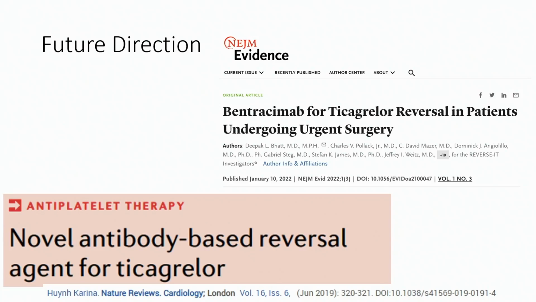So this would be an IV agent that would be used as a bolus dose and then an infusion until the effect is required. We were approached by the drug company for a trial, which is hopefully FDA approved soon, and then a phase 4 trial. But we are anxiously waiting for that.